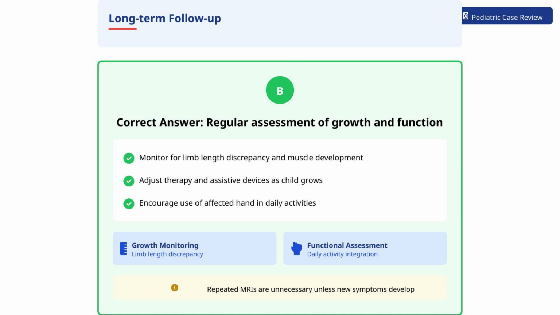Long-term follow-up should focus on monitoring for limb length discrepancy, muscle development, and functional adaptation as the child grows. Therapy approaches and assistive devices need adjustment with age and developmental stage. Children should be encouraged to use their affected hand in daily activities rather than being restricted. Repeated MRIs are unnecessary unless new symptoms develop.